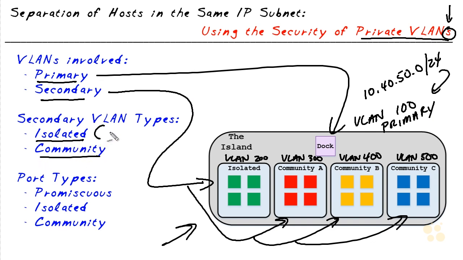For isolated, you can have only one isolated VLAN. And that's because all you really need is one isolated VLAN. Any ports that we put into VLAN 200 in this example, because it's an isolated VLAN, those devices that we connect to any isolated port are going to be completely isolated from any other devices in the private VLAN, with the exception of this port right here, which I labeled as the dock in our analogy. Every port in private VLANs is going to have access to the dock.